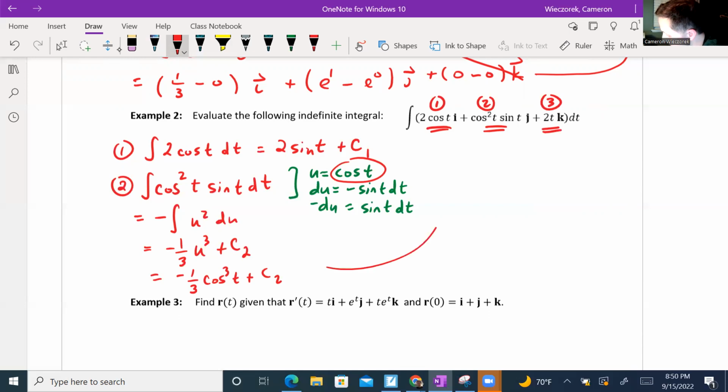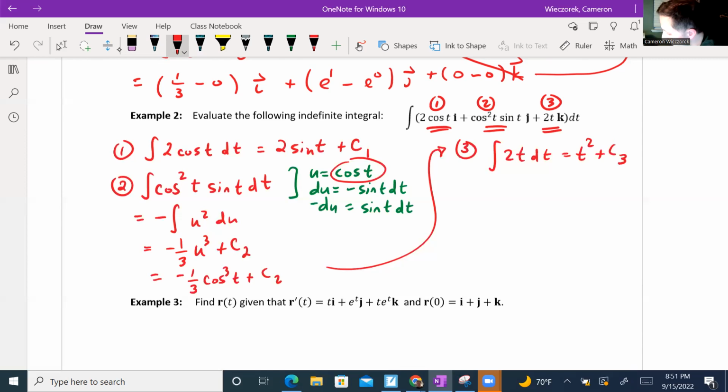And last but not least, number 3, last one we have. Nice easy finish on this one. That was the hard workout. Now we get the easy cool down. The integral of 2t dt, we just use the reverse power rule here. Increase the power by 1 and divide by the new power. So this would be 2 t squared over 2, which would be t squared. Plus, don't forget your constant. I'm going to call it c3.